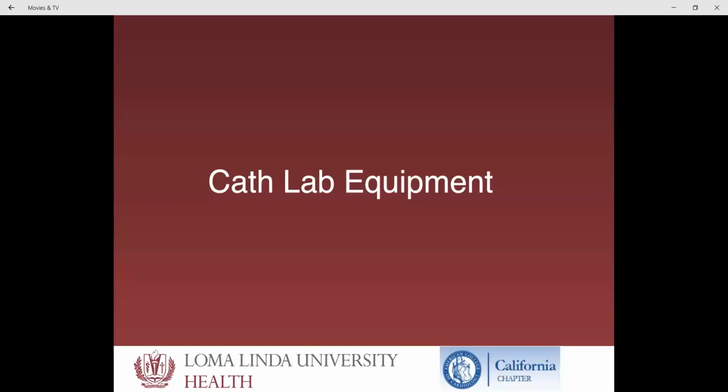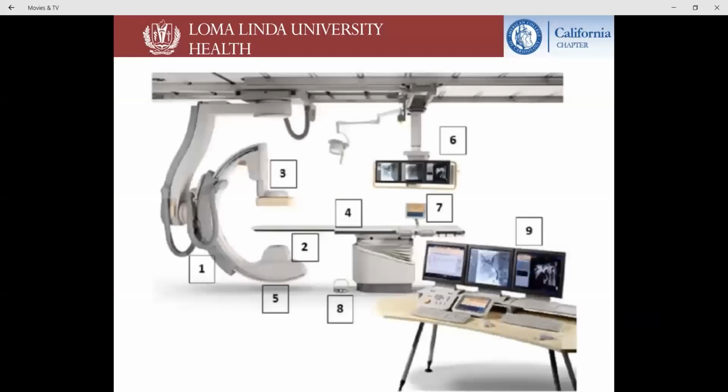Now on to a brief review of some of the cath lab equipment. This is a picture depicting a cath lab with numbers marking the different items. I'll go over just some of them here. Number one is the C-arm, the fluoroscopy unit. Number two is the fluoroscope X-ray generator, so that's where the X-ray is generated. Number three is the image intensifier. Number four is the patient's table. Number eight is the fluoro pedals on the floor.